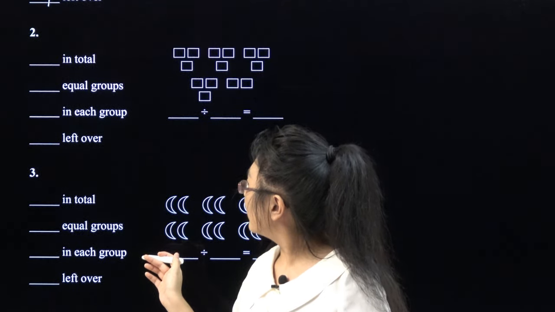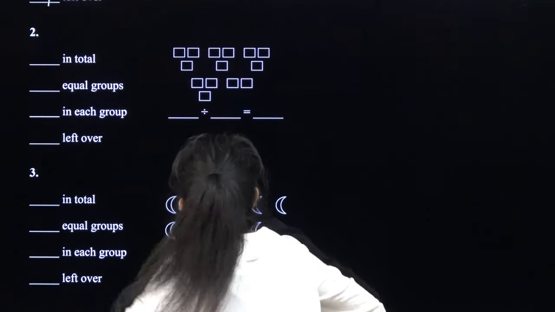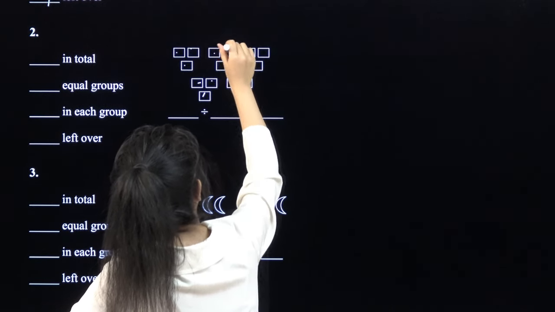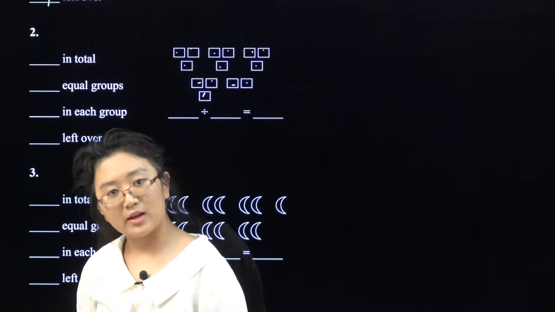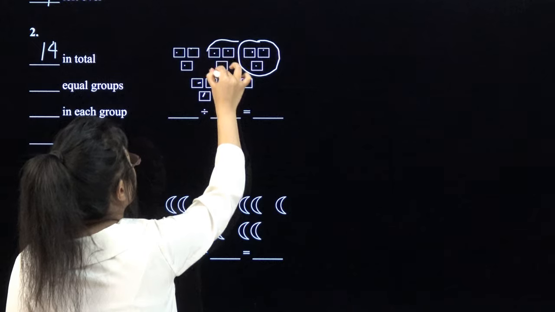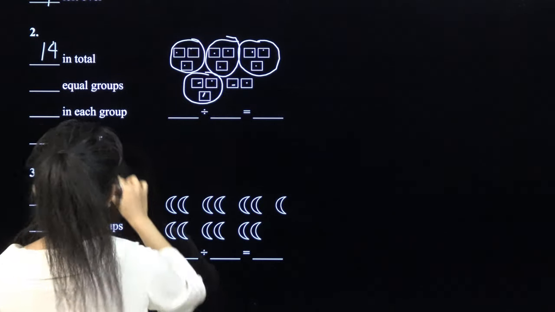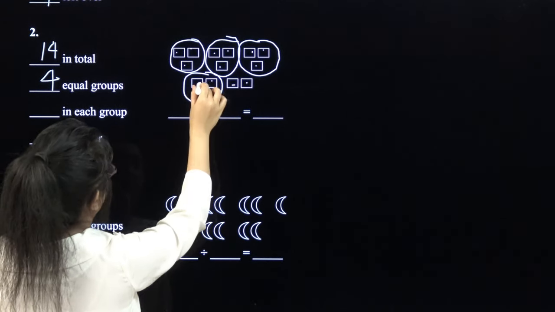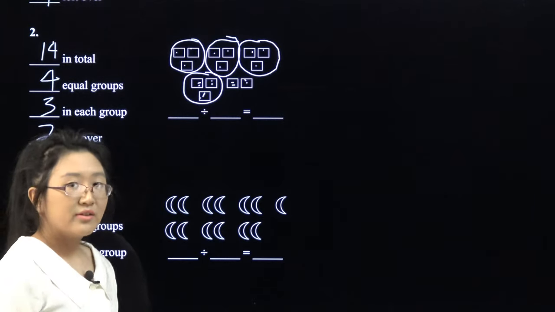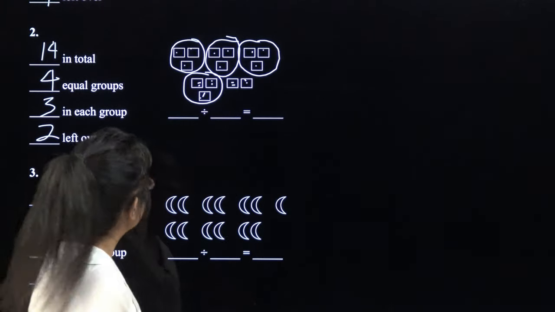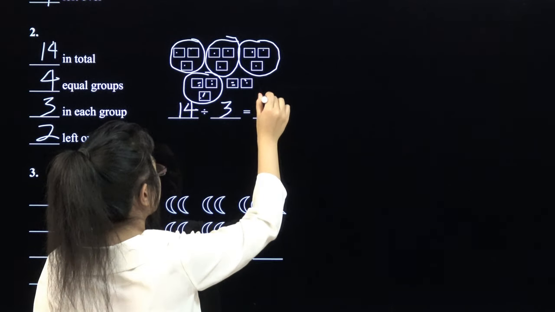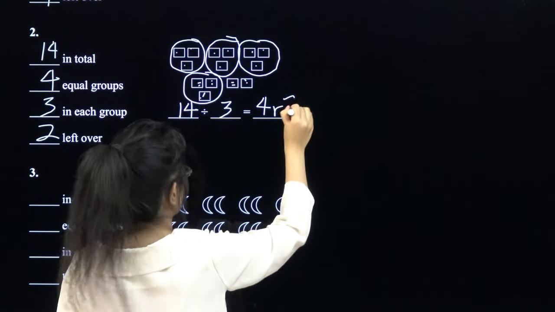Question number 2 has a bunch of rectangles. Yeah. They look almost square, but they're still rectangles. 1, 2, 3, 4, 5, 6, 7, 8, 9, 10, 11, 12, 13, 14. 14 rectangles in total. And how many equal groups? Well, 4 equal groups. How many things in each group? 3 in each group, and 2 left over. This information would give us the division sentence 14 divided by 3 equals 4 remainder 2.